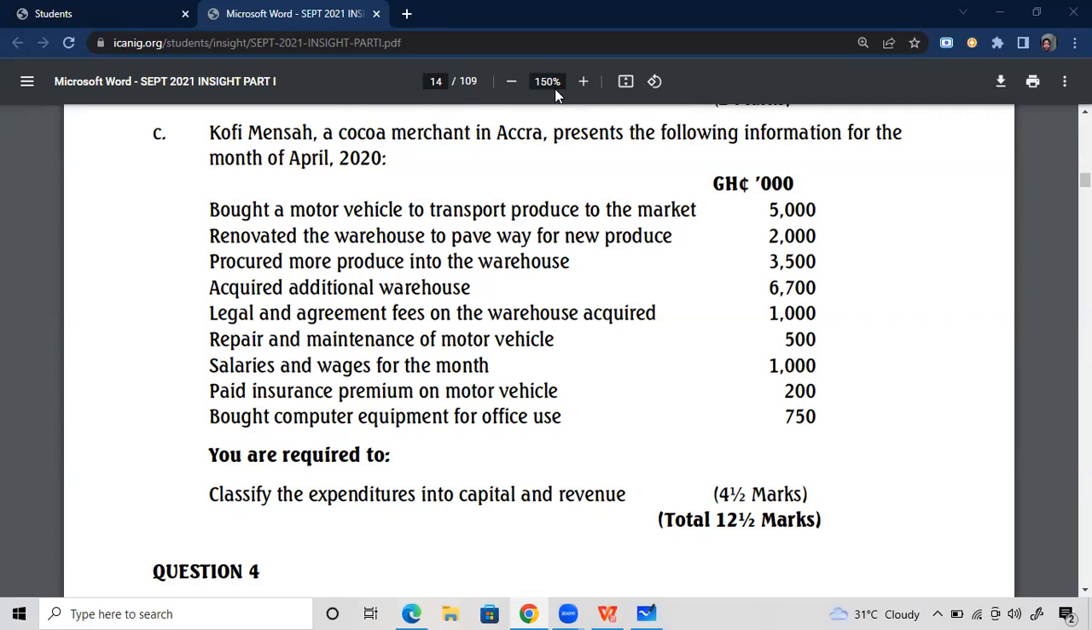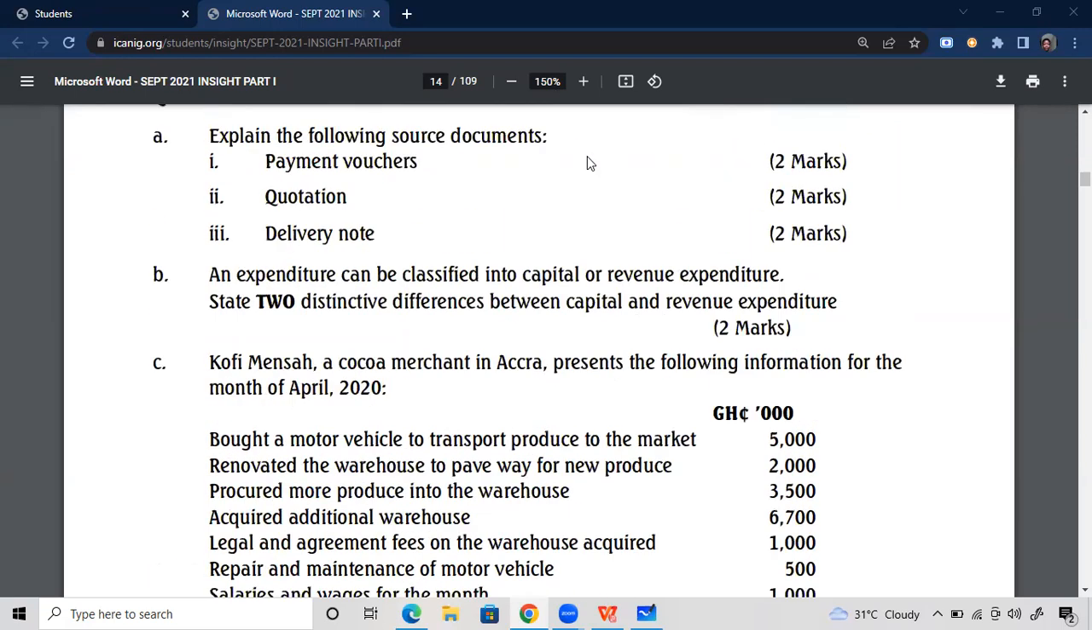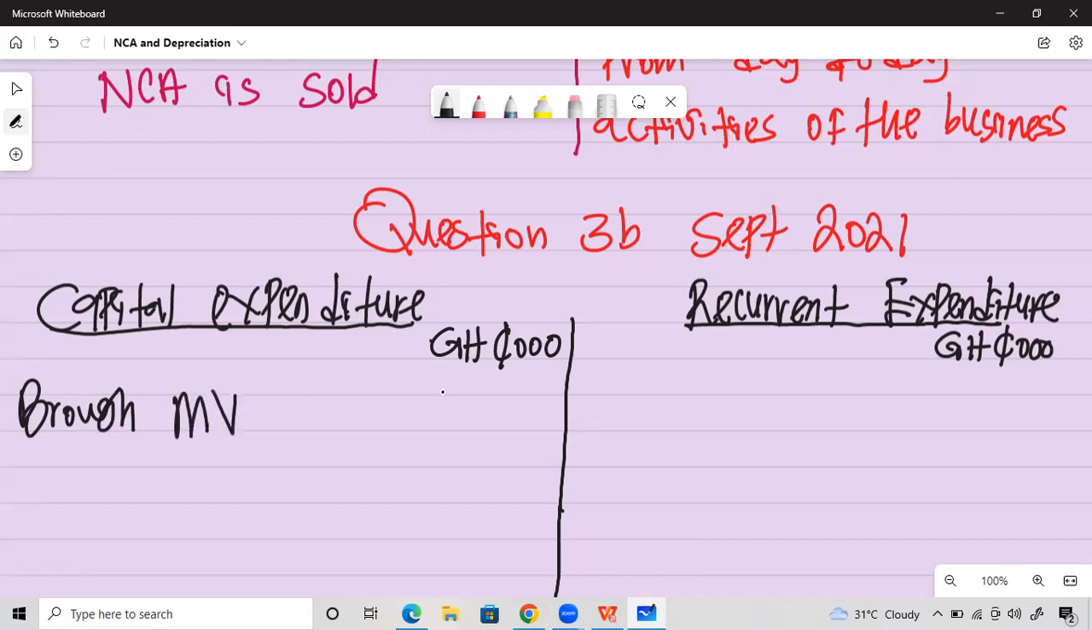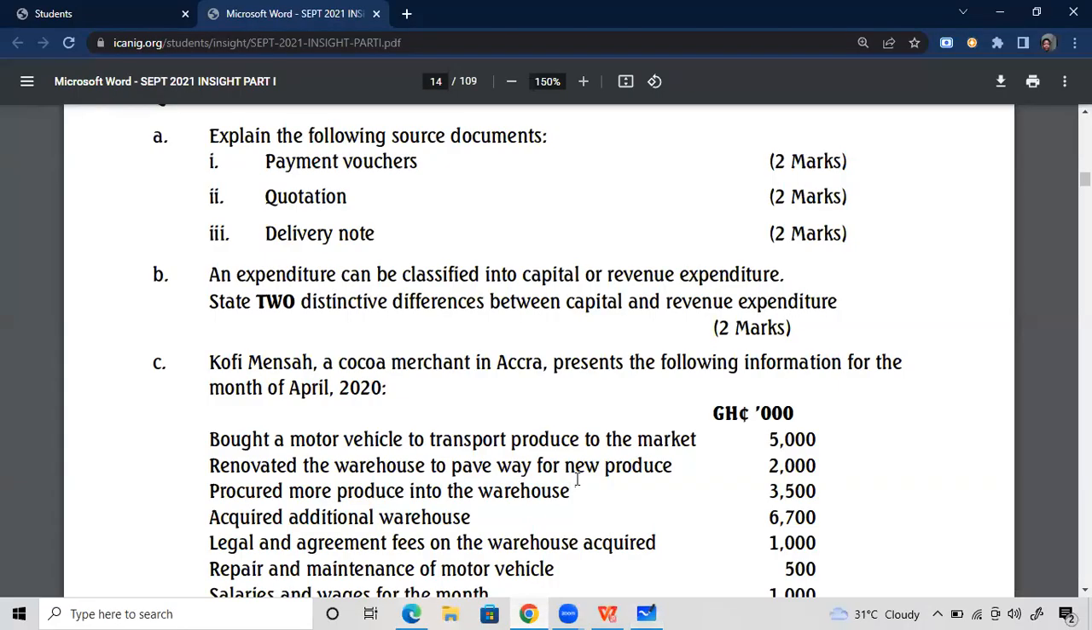And based on all the answers that we are given, we say that it is a capital expenditure. So I can say, bought motor vehicle, 5,000. Thank you, everyone.